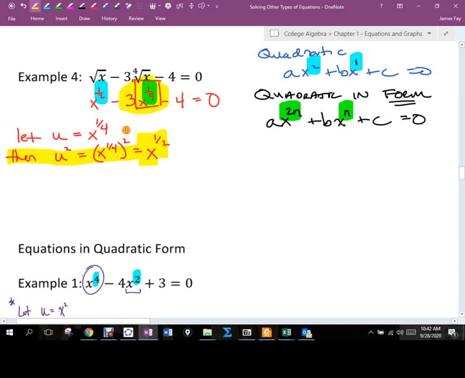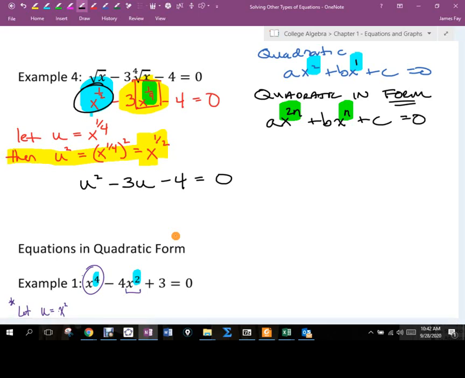Okay? I could let u be something for any problem, right? The only time that this actually becomes beneficial is when I square it, does it give me something to replace that term? Yes. So now, that right there, we just defined as u squared. So I got my -3. x to the 1/4, we let that be u. And then -4 is equal to 0. Do you see how that little game there made things a little bit easier?